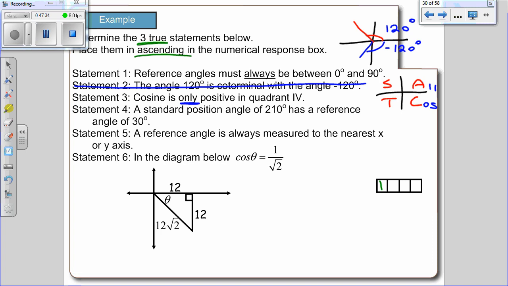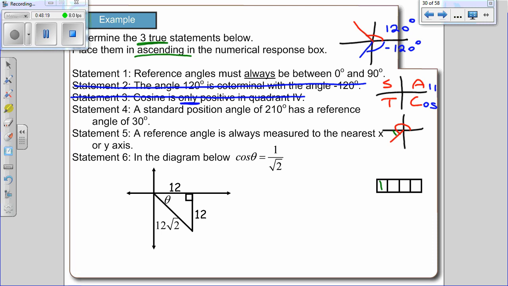Statement 4. A standard position angle of 210 has a reference angle of 30. Well, that's sketchy. 210 would go 90, 180, 210. It would be like that. The reference angle would be the measure from the terminal arm to the closest x-axis, that little green guy. You could figure that out by going 210 minus 180. The reference angle is indeed 30. So statement 4 is true.